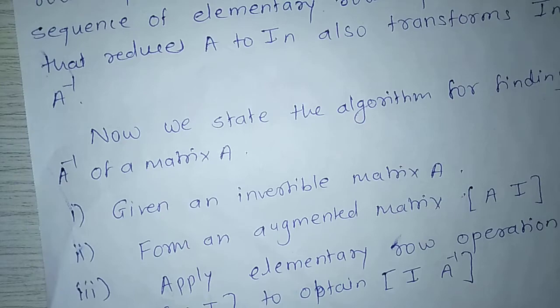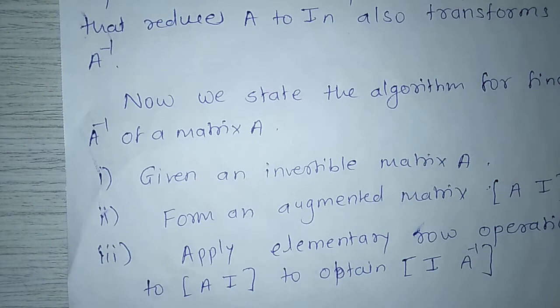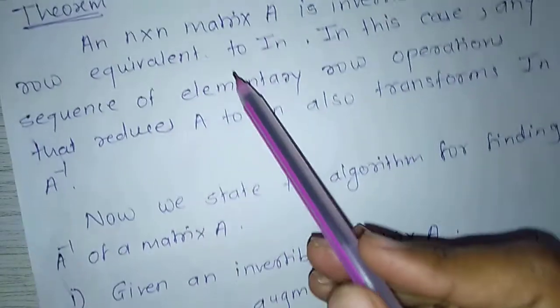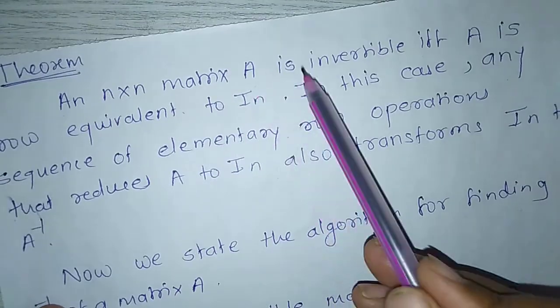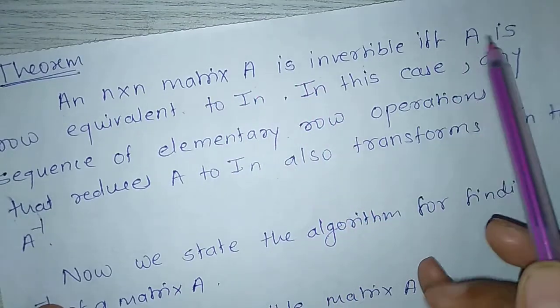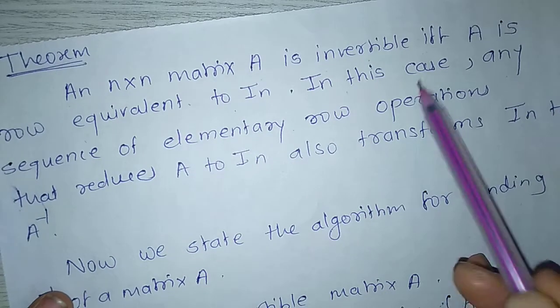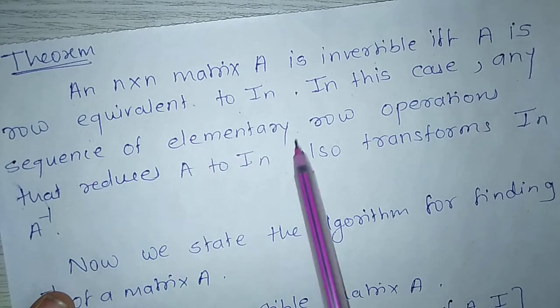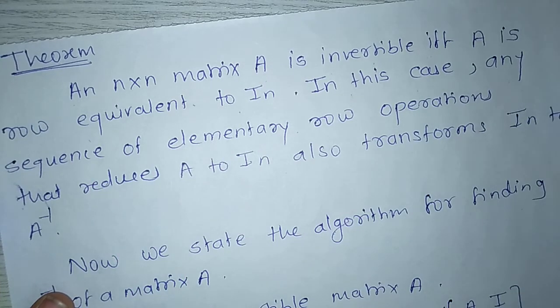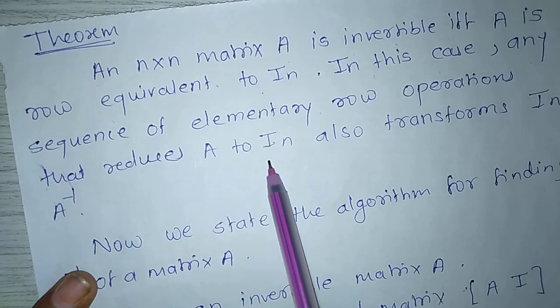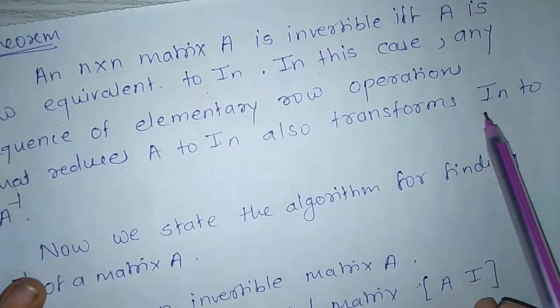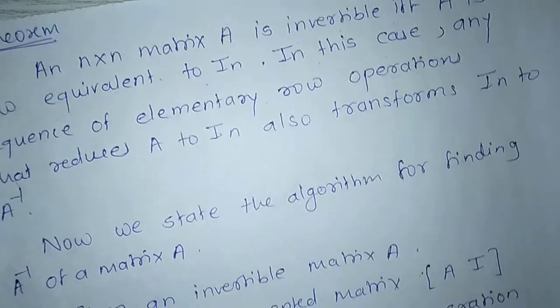Now, we see the next theorem. An n by n matrix A is invertible if and only if A is row equivalent to In. In this case, any sequence of elementary row operations that reduces A to In also transforms In to A inverse.